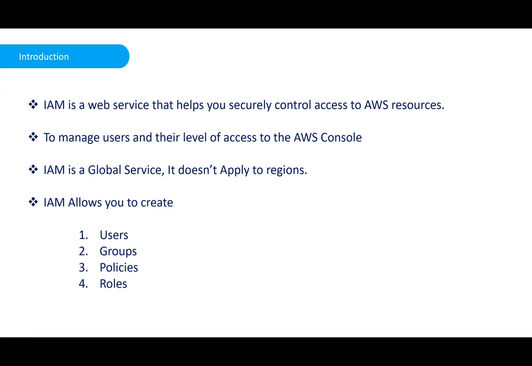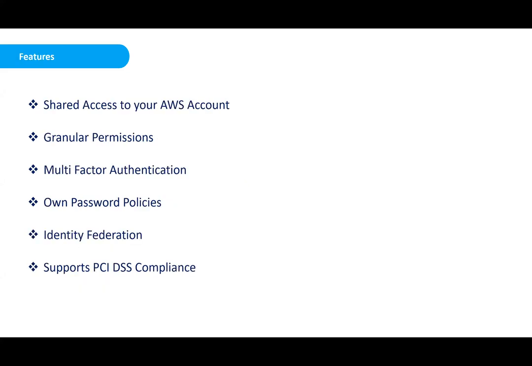Now let us discuss individually about each and every term: users, groups, roles, and policies. Before that, the features of the IAM service are, one, shared access to your account. Already we used that term. And granular permissions. What is the meaning of granular permission? I said that if you apply any permission to a group, automatically that permission will be applied to all the users present in that group. That is called granular permission.